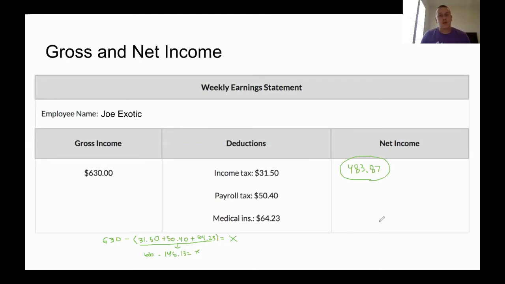So hopefully you learned a thing or two about gross and net income. If you have any questions, please ask your teachers or ask your parents, because your parents are pros at knowing about this financial literacy stuff.